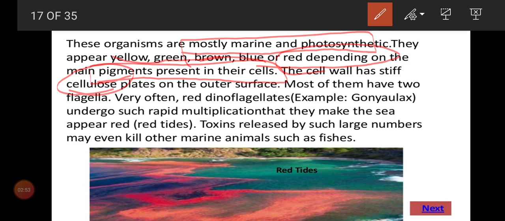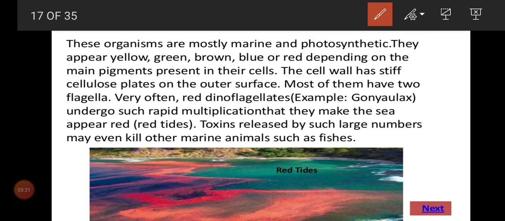And here normally the organisms possess two flagella. So it is an alga, but it possesses two flagella, which means it doesn't have passive movement. Actively they are able to move with the flagella. That's why we call it dinoflagellate. We call it dinoflagellate because it possesses two flagella.